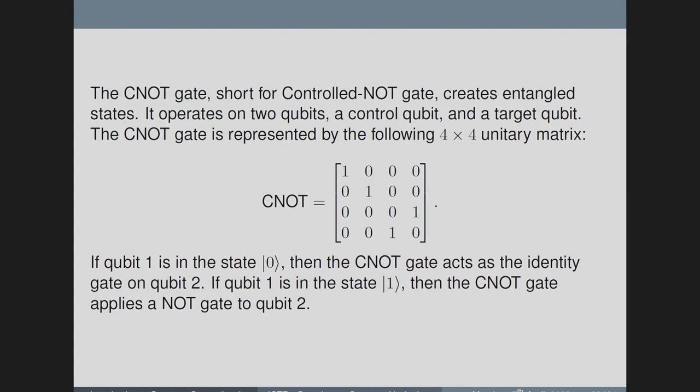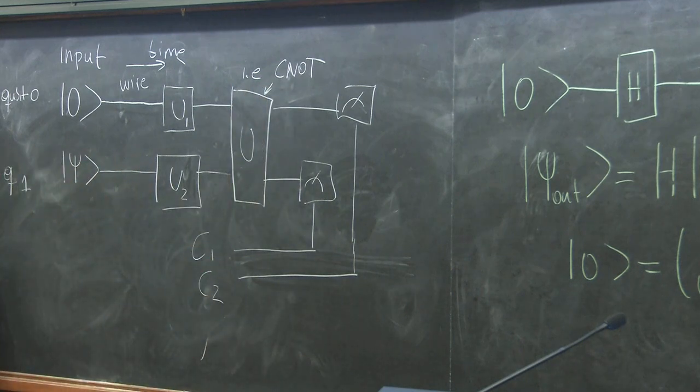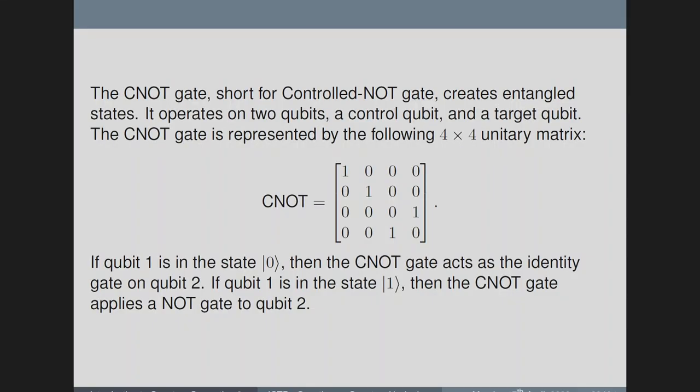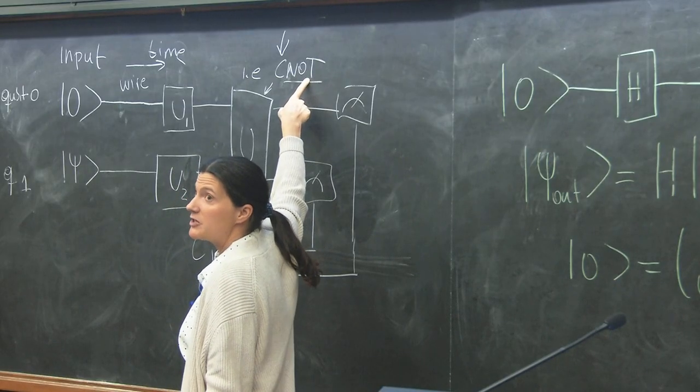Then what you're also going to introduce in your computation is something called the C-NOT gate. This unitary operator for a two-qubit system could be a C-NOT gate. Again, there are different types of gates there. In this case, if your qubit one, which is your initial qubit, is in state zero, then a C-NOT gate acts as the identity gate on qubit two. If qubit one is in state one, the C-NOT gate applies a NOT gate to qubit two, so it flips it. Sometimes you can actually see it called controlled NOT. That's what that means, right? So you have now the logical NOT gate we talked about, right?